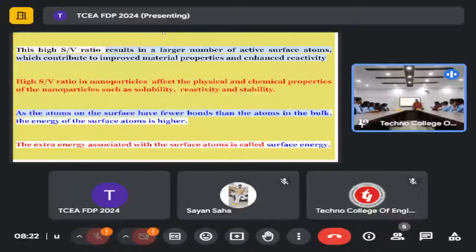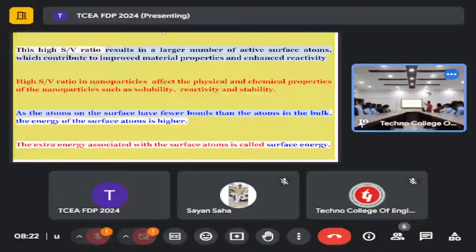Now this high surface to volume ratio results in a number of active surface atoms, which contributes to improved material properties because they enhance the reactivity. If more surface atoms are there, reactivity will be more, and a high surface to volume ratio in a nanoparticle affects the physical properties. So the more atoms on the surface, the more surface reactivity there will be, and the changes in the physical properties will be more.